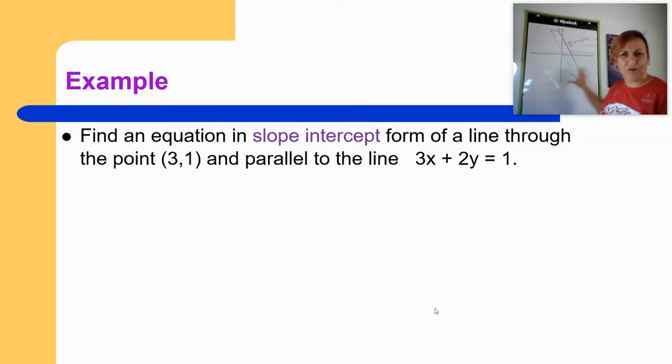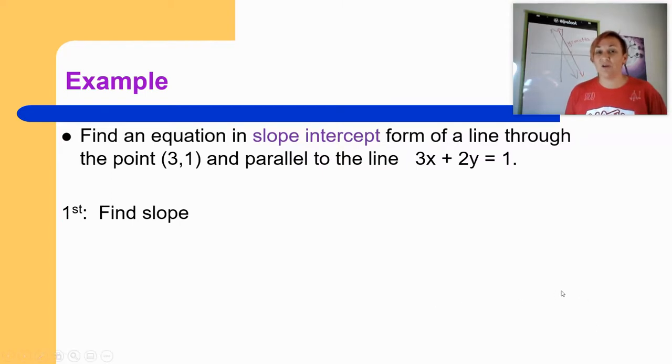Now, we're not going to do it graphically because this is not necessarily going to be perfect. And so we're going to do it using algebra. To start with, if I want the line to be parallel, I need to know the slope because the definition of parallel lines is lines with the same slope. So first, let's find the slope of the equation that they gave us, the 3x plus 2y equals 1.